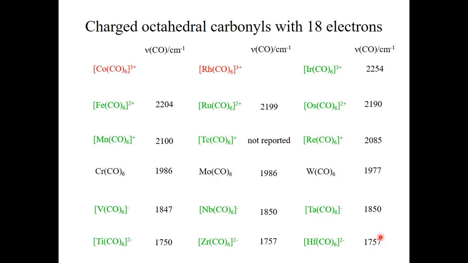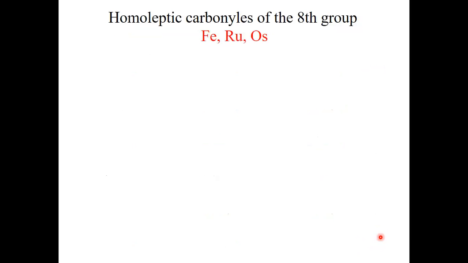Okay, so now we have understood hexacarbonyls and their relative stability. Now let us go from the 6th group to the 8th group, and let's see what neutral carbonyls we would expect for the 8th group. Which elements belong to the 8th group? This is iron, ruthenium, and osmium. How many carbonyl ligands would we expect for these elements?